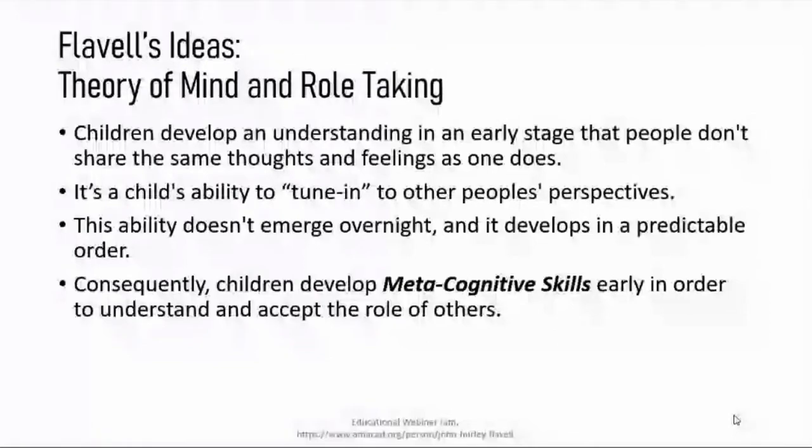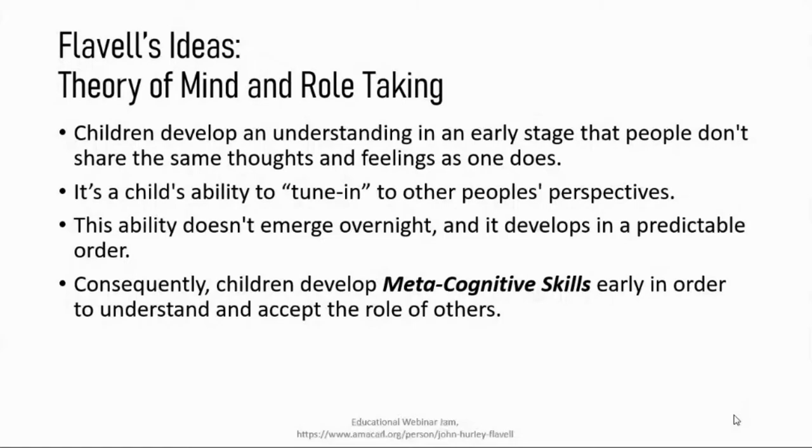And there, he came up with this idea. Children have this ability to understand that the person in front of me is more than a person, and he looks at things not the way I look at them. It takes time for this ability to develop. But when this ability is developed fully, children develop many different types of metacognitive skills. And it happens before they turn 5 or 6. Then they start understanding and accepting the role of others.